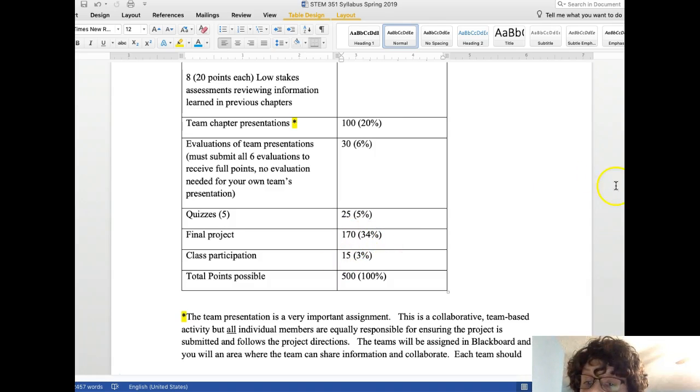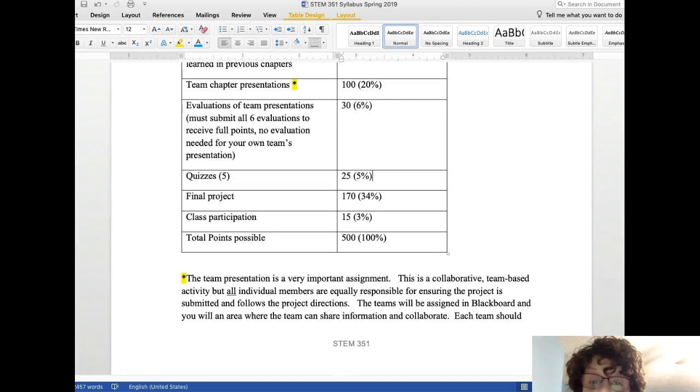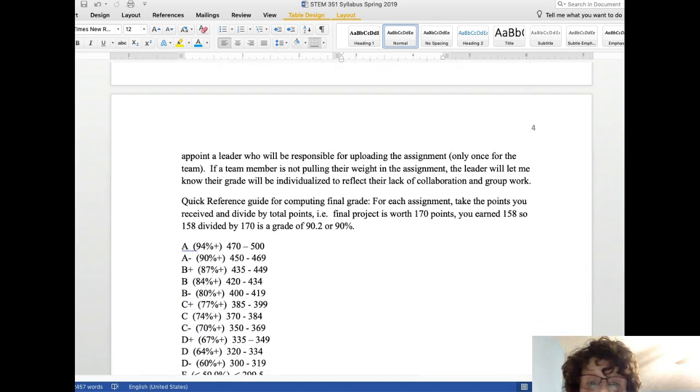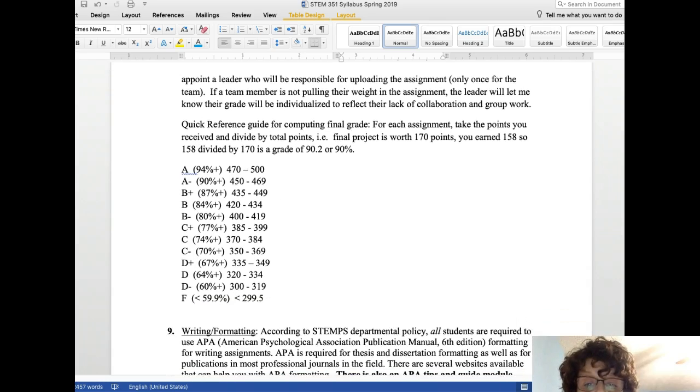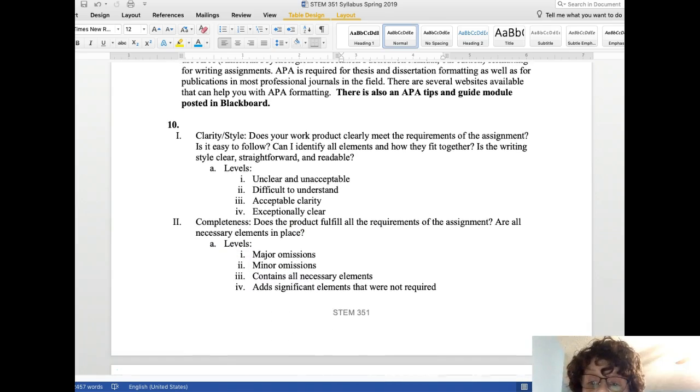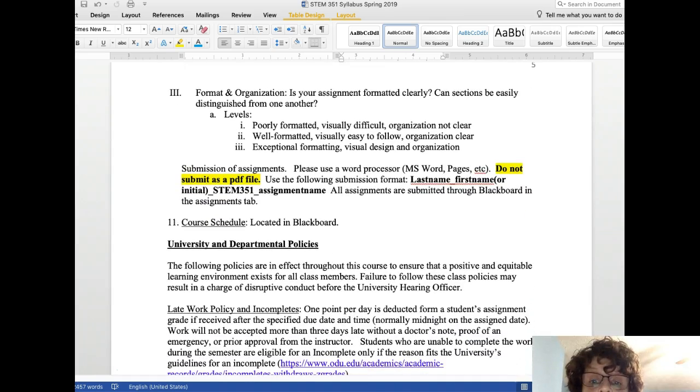Your final project is 34% of your final grade, and participating in class, turning in assignments, actually being engaged in what we're talking about counts for 3% of your grade. The rest of it's pretty easy. Most of you are familiar with classes based on points, but you'll see a chart here that tells you what the point values are so that you will know what you need to do.